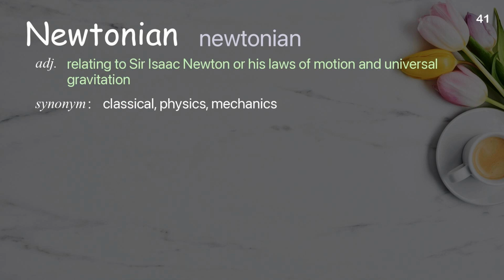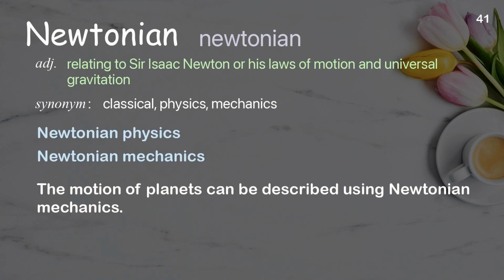Newtonian: relating to Sir Isaac Newton or his laws of motion and universal gravitation. Examples: Newtonian physics. Newtonian mechanics. The motion of planets can be described using Newtonian mechanics.